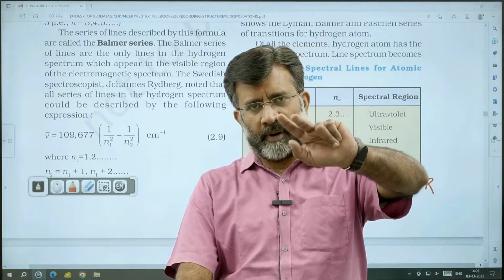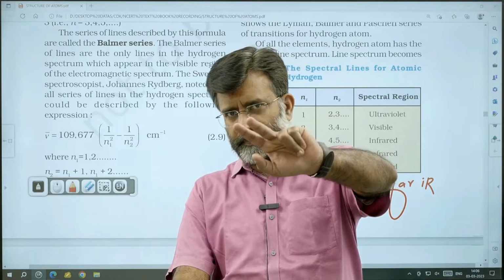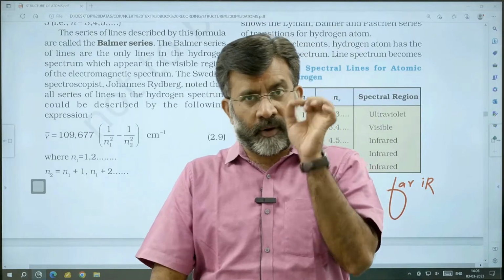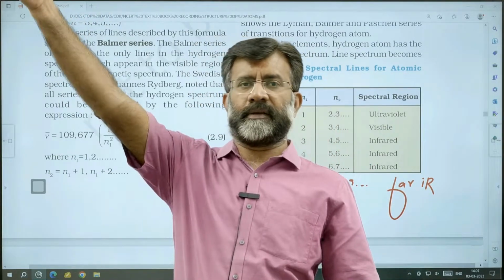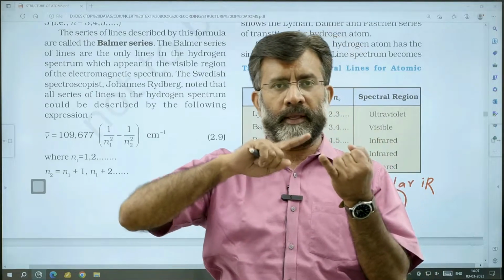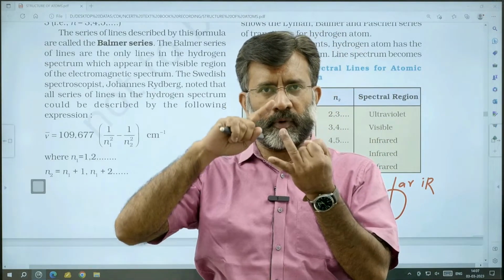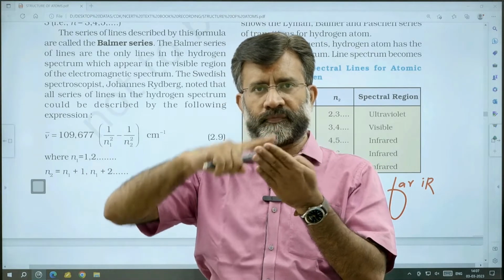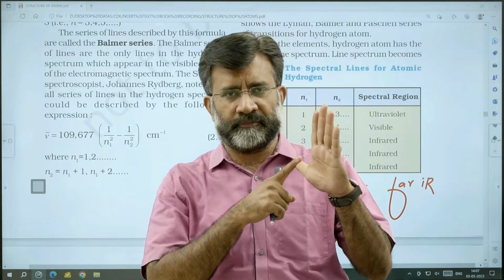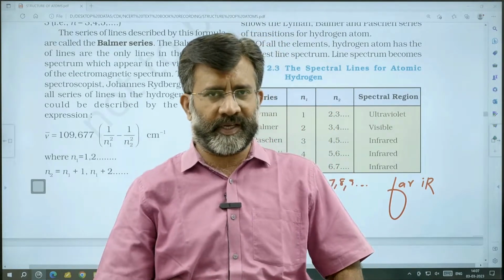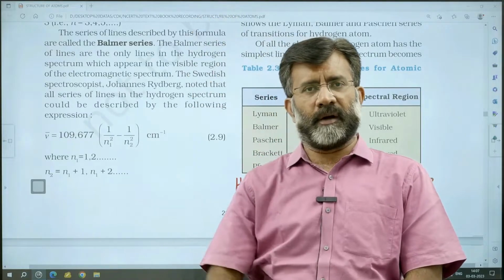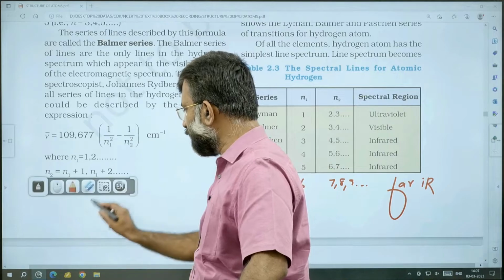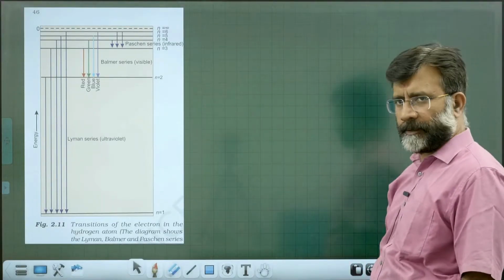So there is a series of spectral lines given by the hydrogen atom: Lyman series, Balmer series, Paschen series, Brackett series, Pfund series, Humphrey series. Accordingly, respectively, the excited electron jumping back to n equal to 1 is Lyman series, n equal to 2 Balmer series, n equal to 3 Paschen series, n equal to 4 Brackett, n equal to 5 Pfund series, n equal to 6 Humphrey series. These are all the various spectral series given by the hydrogen atom, demonstrated in this diagram.